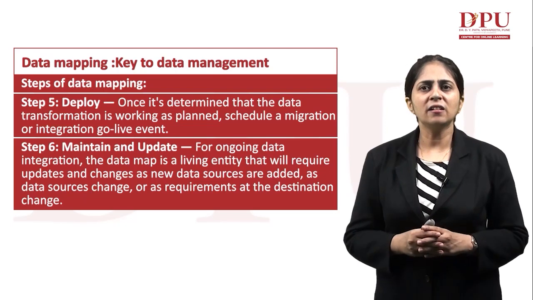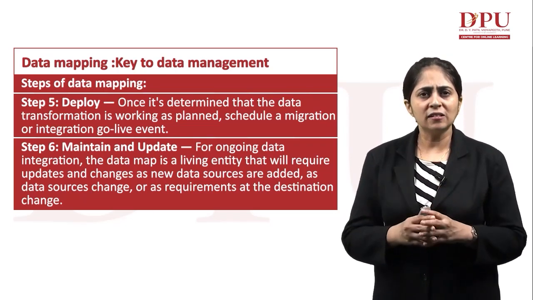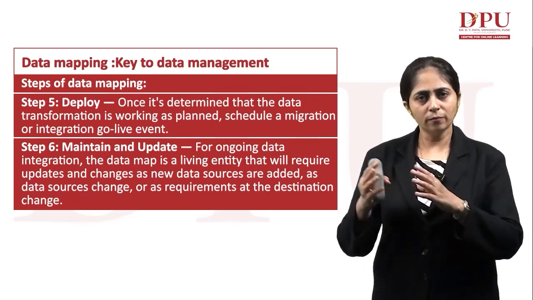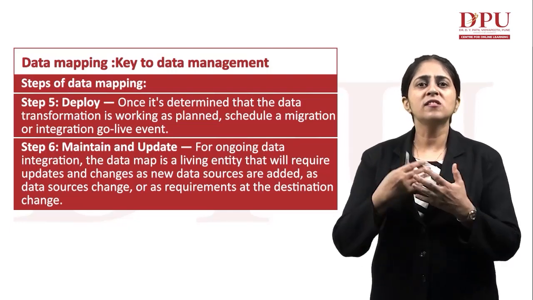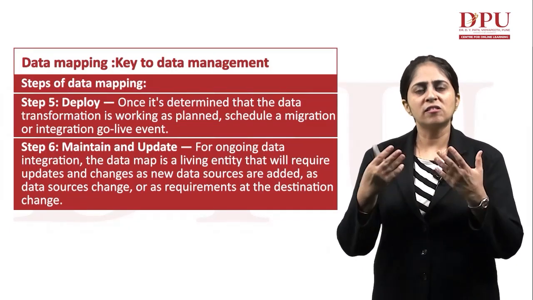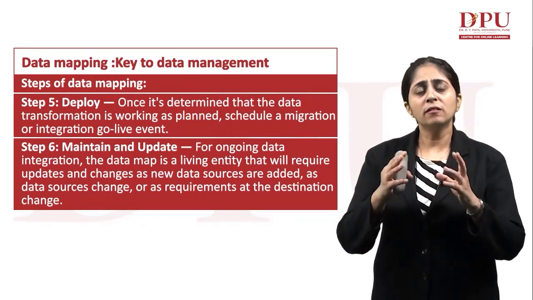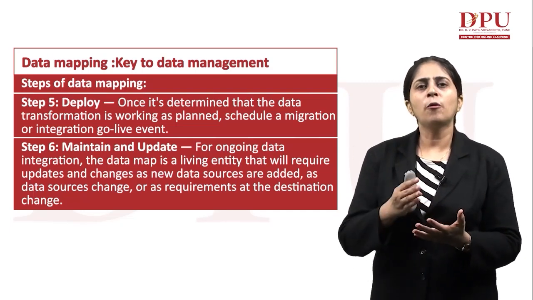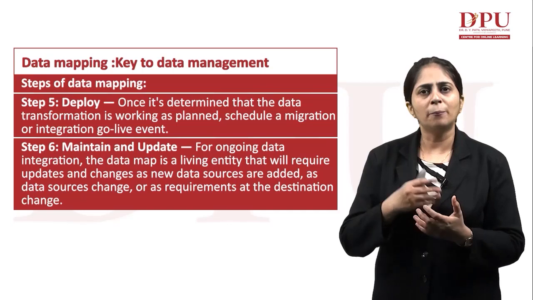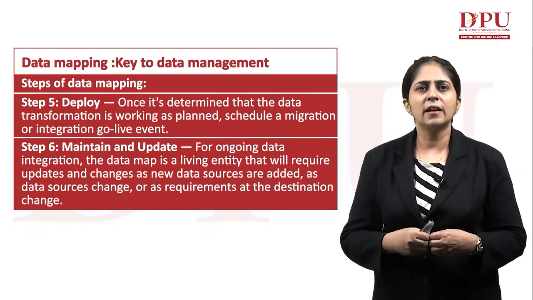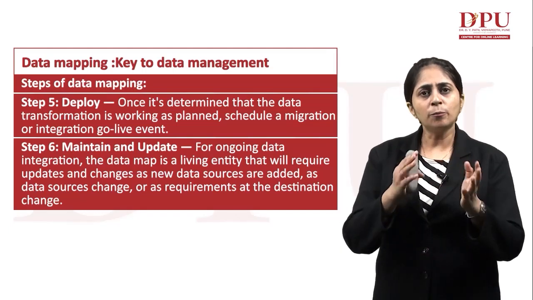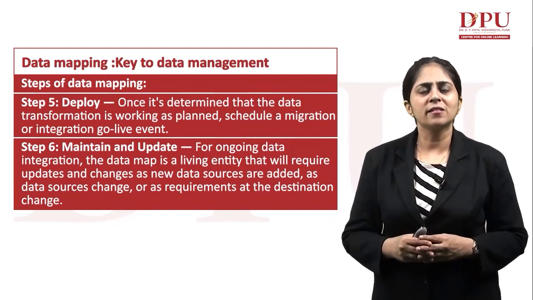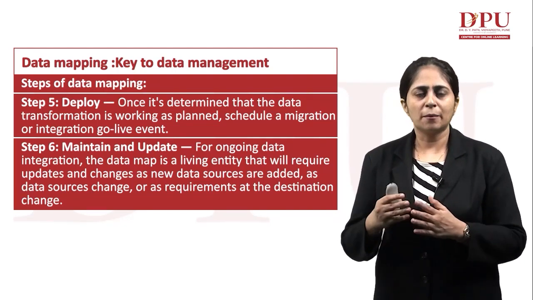For the ongoing data integration, the data map is a living entity that will require updates and changes as new data sources are added, as data sources change, or as the requirement of the destination changes. So it's not that we have once deployed it and our task is finished. No, we need to keep on maintaining it. We need to keep on updating it when new sources are added or data sources are changed. So at that point of time, this whole process has to be maintained and updated. So these are the basic 6 steps which are performed for the data mapping purpose.